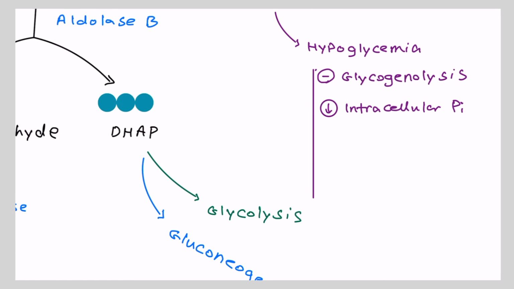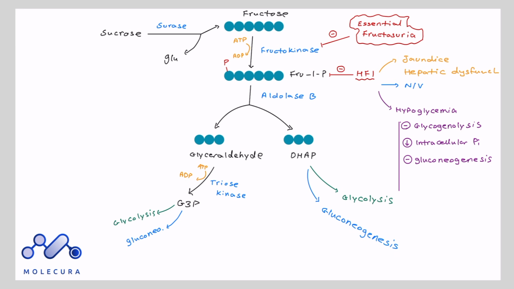The third point is going to be decreased gluconeogenesis. And why is that? Because for gluconeogenesis to happen, we are going to need intermediates of gluconeogenesis, and that is dihydroxyacetone phosphate, and glyceraldehyde 3-phosphate. We are not having this, so gluconeogenesis is also going to get reduced.